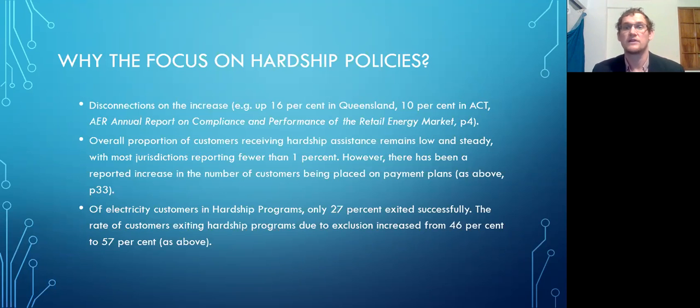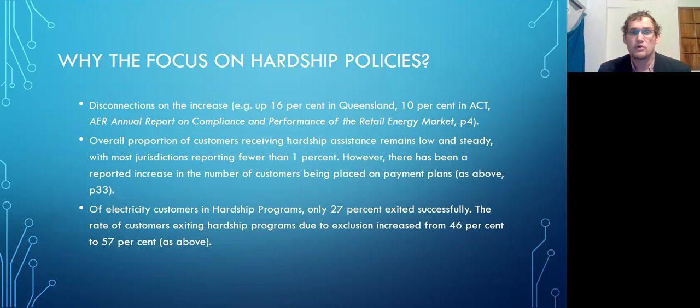So we could see that there are some areas where disconnections are really increasing. Now, of course, the connection with this and hardship policies is that a prime rationale for the hardship policy is that disconnecting a customer is a last resort. So that should only ever happen after all the prior attempts to help the customer meet their payment obligations have failed. So an increase in disconnections suggests that there's a problem there.